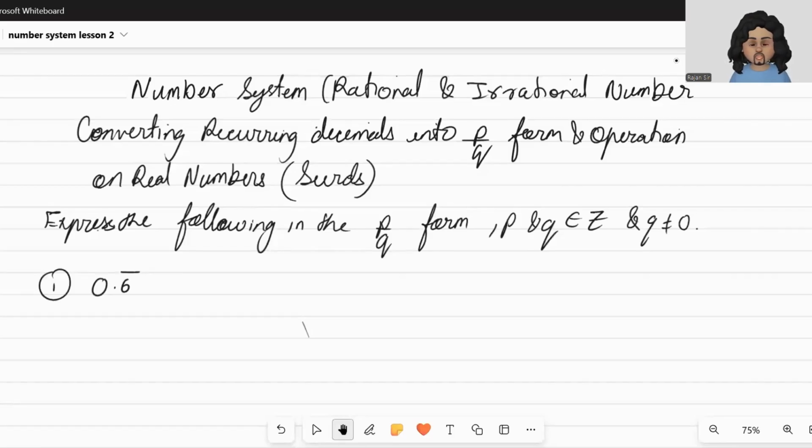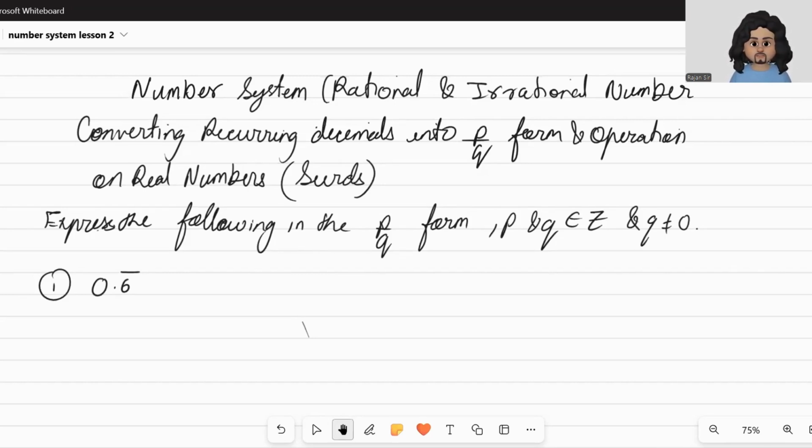Welcome to our online classes, and today we'll be continuing the chapter number system, that is rational and irrational number. So today we'll see the concept of converting recurring decimals into p by q form, and we will also see the operation on real numbers. This video will be a little longer than the earlier videos, so please bear with me.